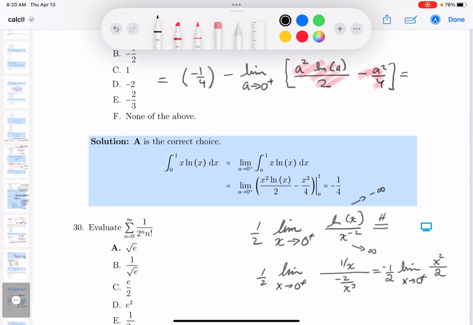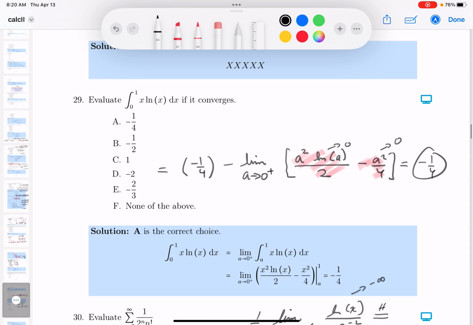So what do I got? I know this limit. This limit over here goes to 0, and this goes to 0. So what do I now know? I know this is -1/4. So what's the question over here? Evaluate. We just evaluated, and we found that it's equal to -1/4. Thank you.